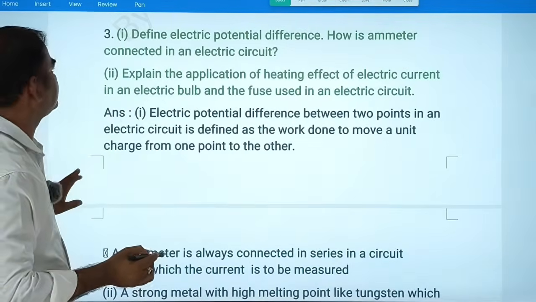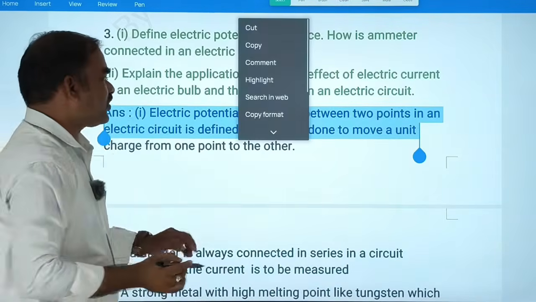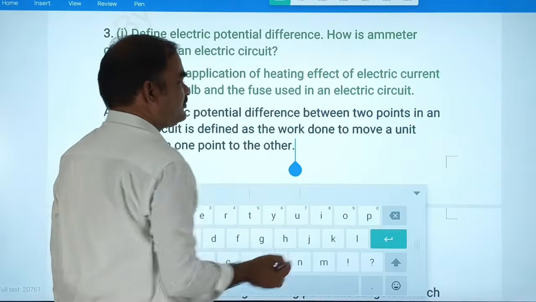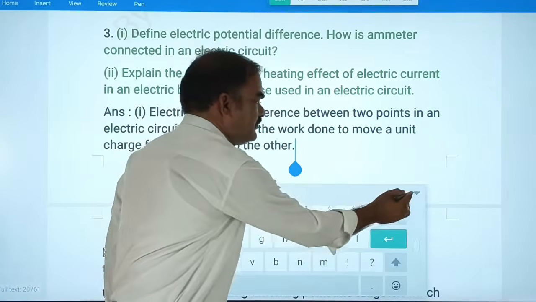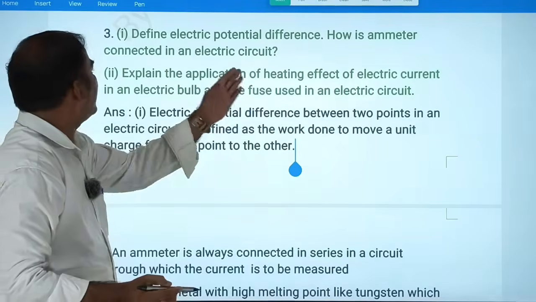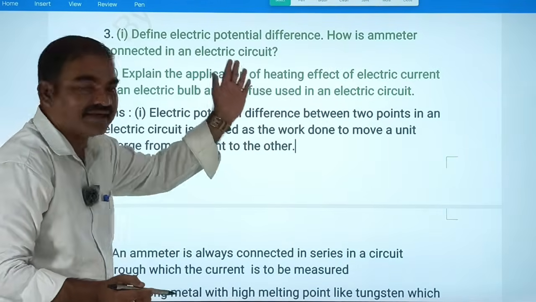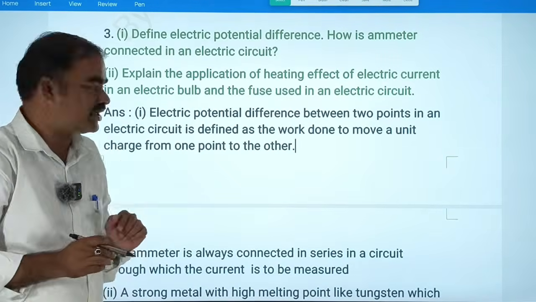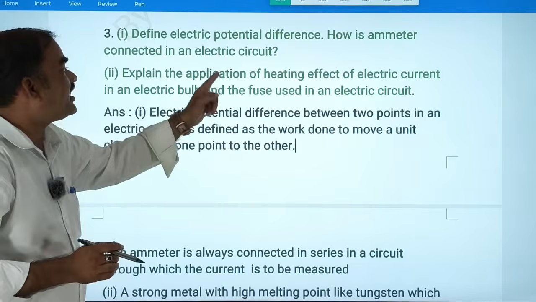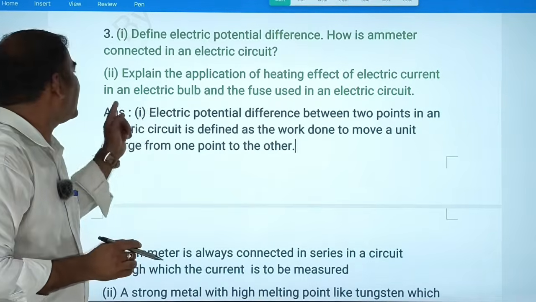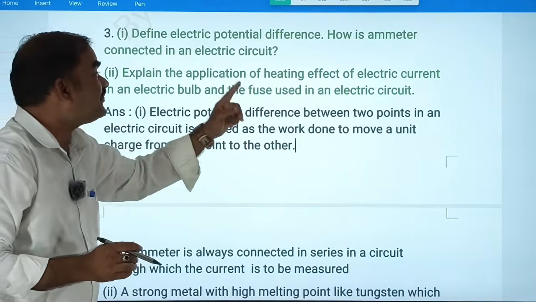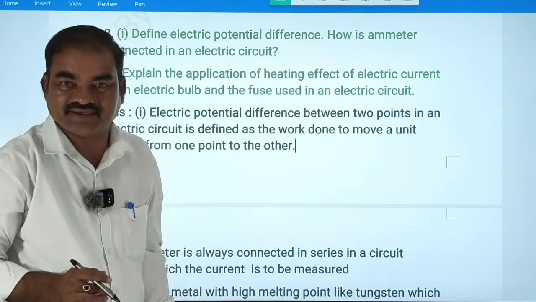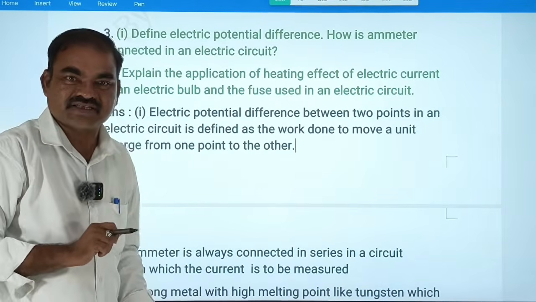Next one, define electric potential. Define electric potential and how an ammeter is connected in an electric circuit. This is the first question: explain the applications of the heating effect of electric current in an electric bulb and the fuse used in an electric circuit. First part we'll discuss now.